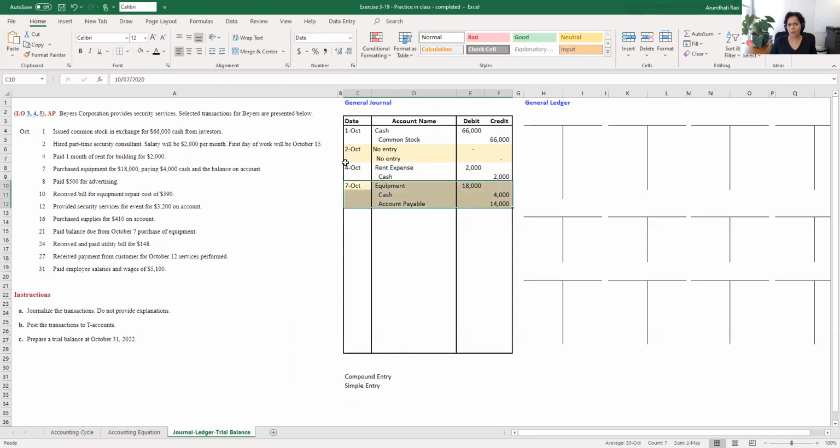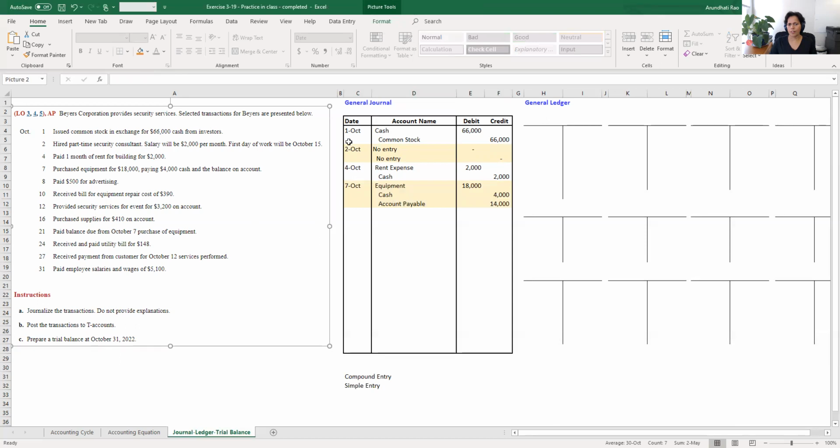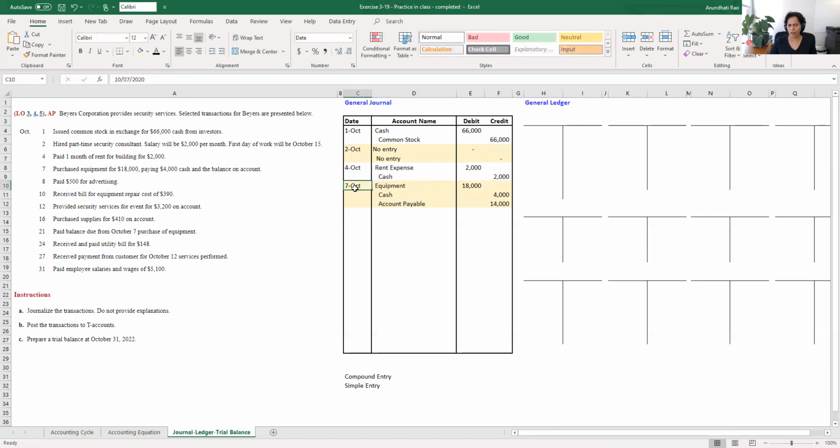Okay, so the first and the third transactions were simple entries. The fourth one is a compound entry. Let's continue reading. On the 8th, I paid $500 for advertising.